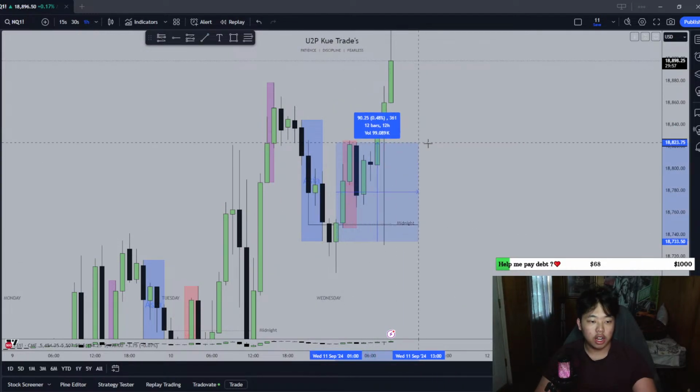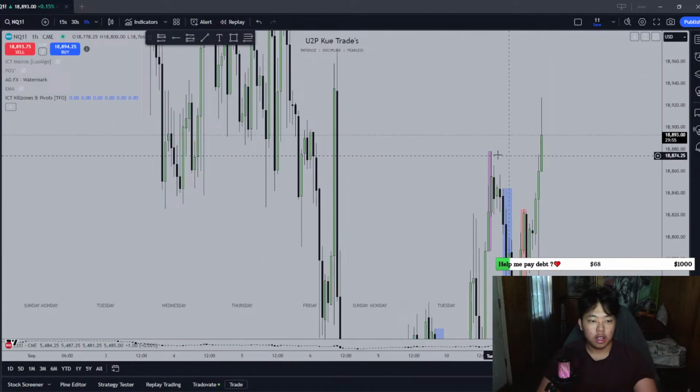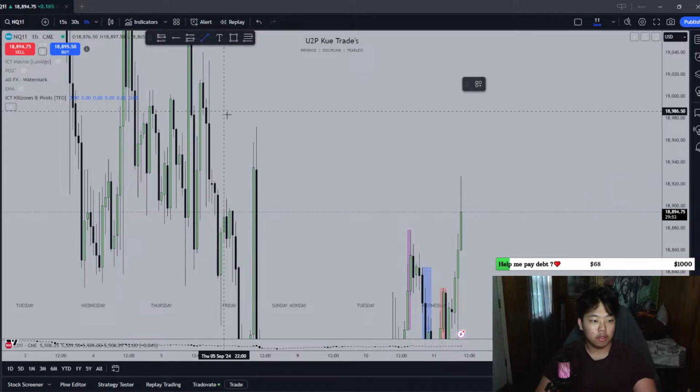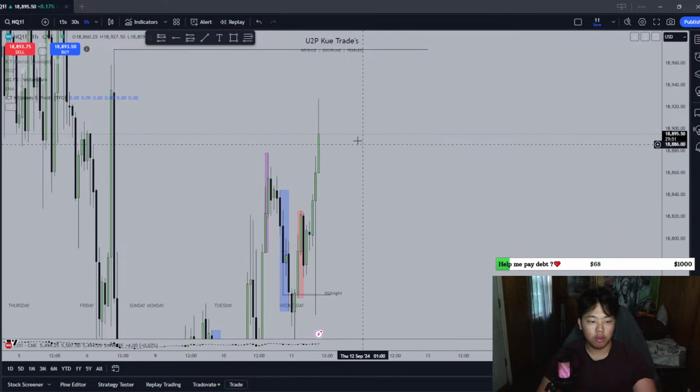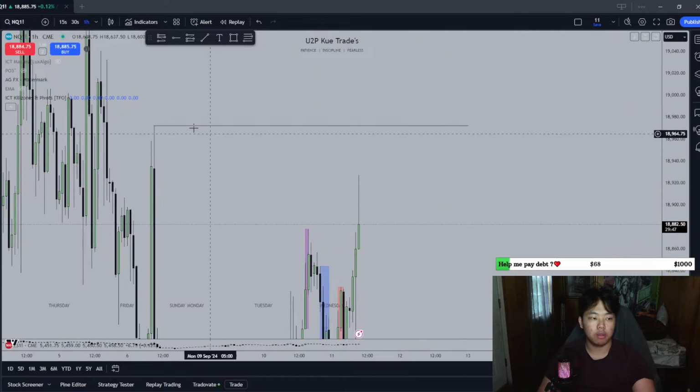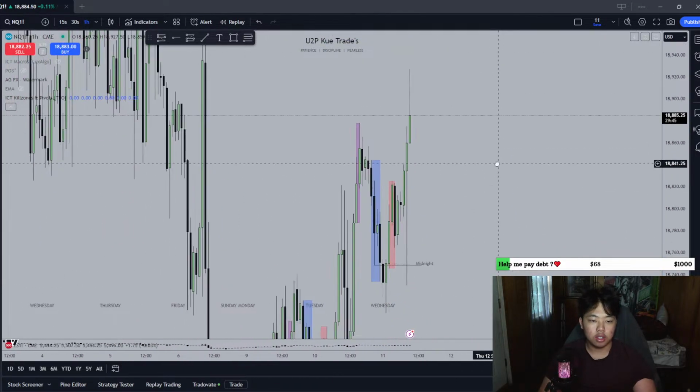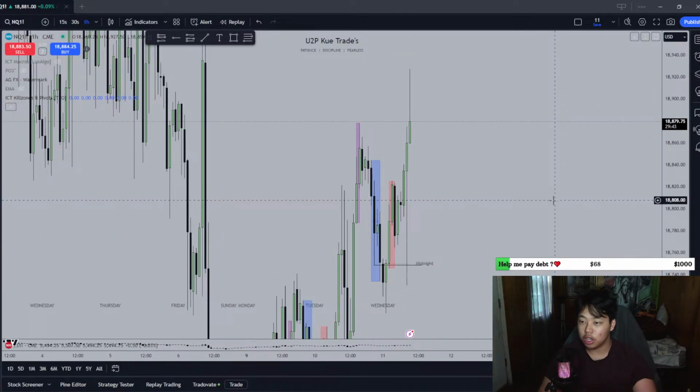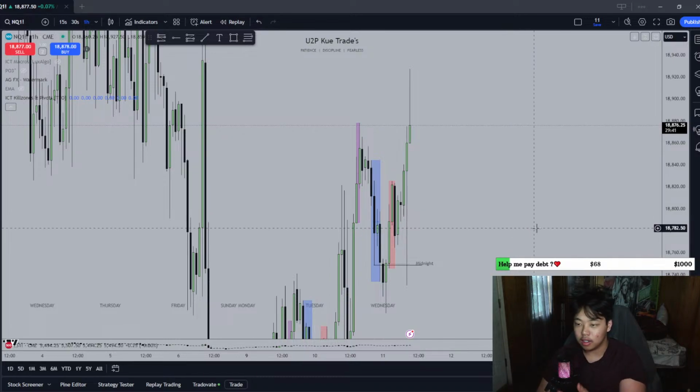You got a change in state of delivery to the upside, and I'm pretty bullish. I'm looking for these highs up here. I'm looking for potential price to come back down to a higher time frame imbalance, and then push back up to the upside and take out these highs. So my bias is bullish going into the day. You feel me?